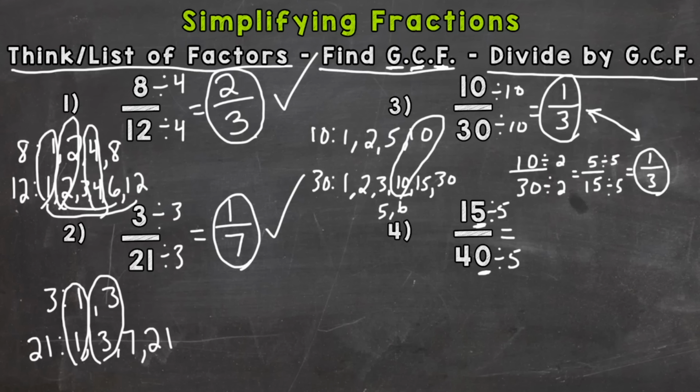So 15 divided by 5 is 3. 40 divided by 5 is 8. So let's take a look at this 3 and 8. Are there any numbers that are a factor of both 3 and 8 besides 1? Well, I know 1 and 3 are the only factors of 3. But 3 is not a factor of 8. So the only common factor between 3 and 8 is actually 1. So this is done. You are simplified with that 3/8.